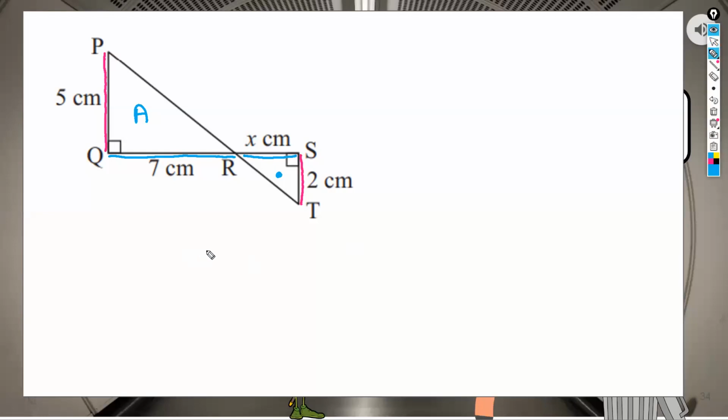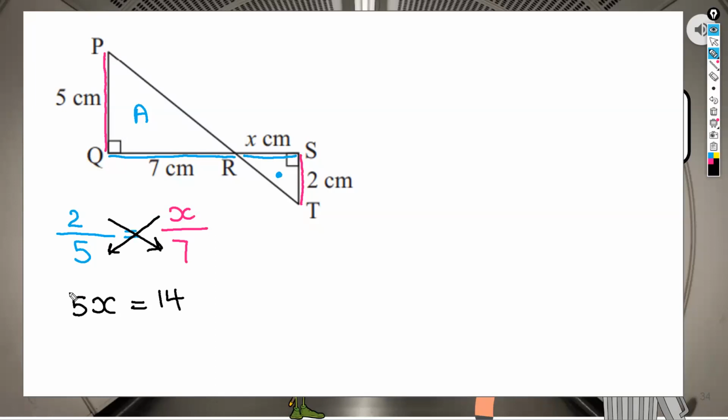All right, so let's look at the corresponding sides. So the baby, let's start with the 2. The baby side is 2. And the corresponding adult side is 5. X is the baby, and the corresponding adult is 7. Let's cross multiply. I'm going to do this diagonal first. 5 times x is 5x. 2 times 7 is 14.